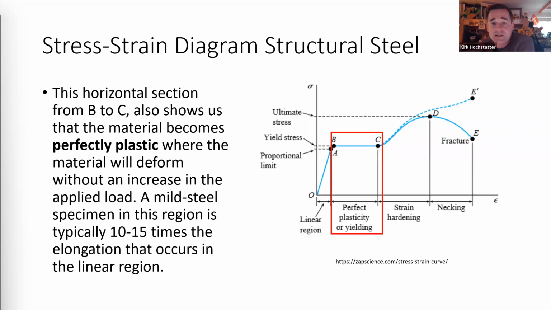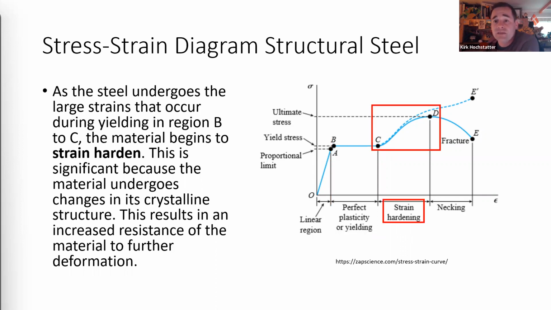In this horizontal section from B to C, the material becomes perfectly plastic, which means that it deforms without an increase in the applied load. The elongation of the mild steel specimen in the perfectly plastic region is typically 10 to 15 times the elongation that occurs in the linear region.